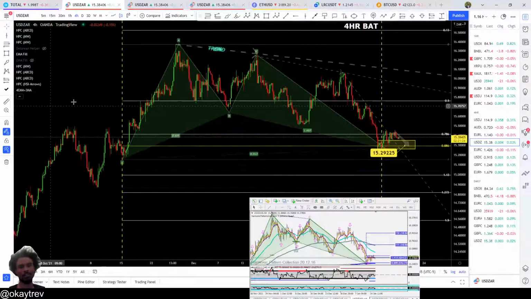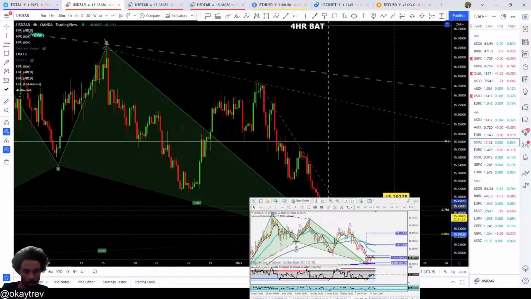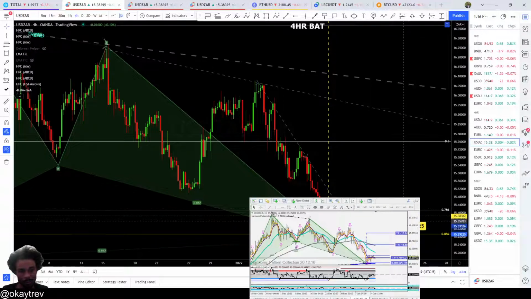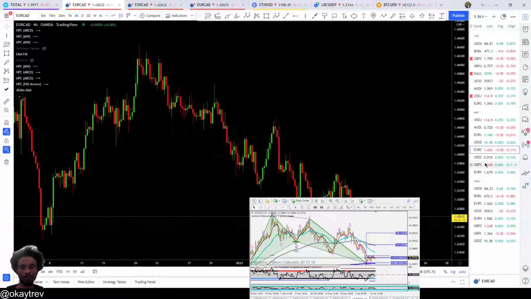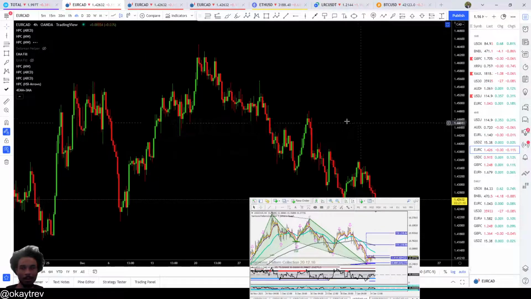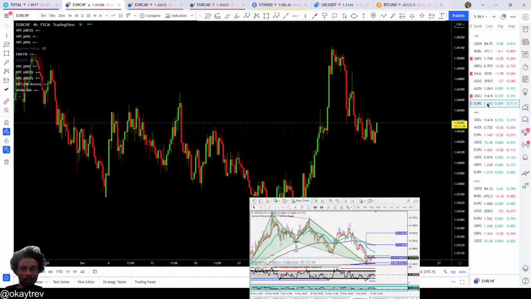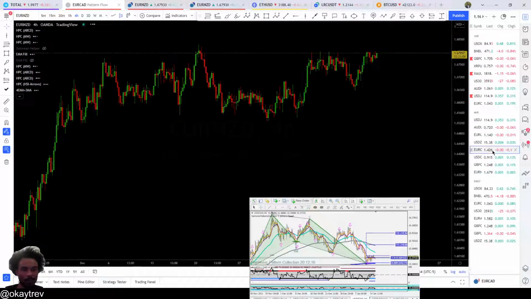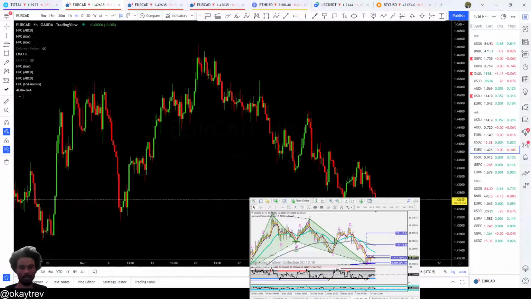So many price ranges would be different. I forgot this is a USD ZAR, so this is exotic, foreign. Let's keep going. Euro CAD, Euro CAD, Euro CAD. I believe you were looking at this earlier. Yeah, I believe so. Let's see.